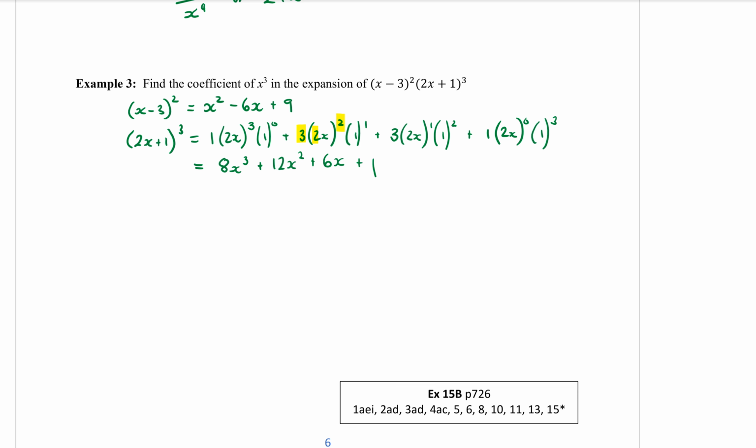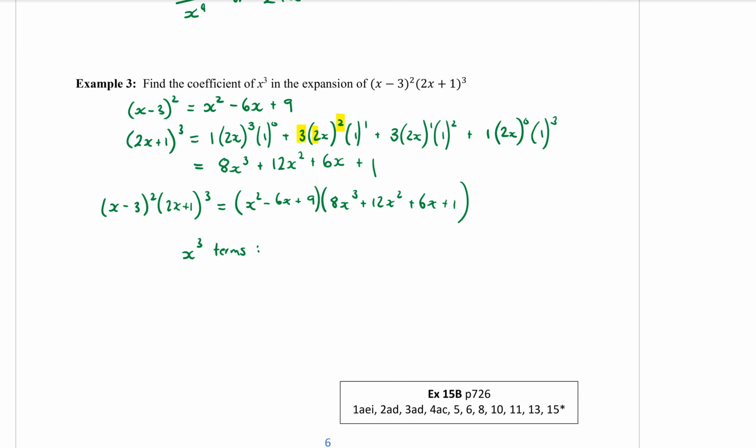So now that that's expanded, I am trying to find out if I multiply (x minus 3) squared by (2x plus 1) cubed, I can write those two expansions next to each other. So x squared minus 6x plus 9 times 8x cubed plus 12x squared plus 6x plus 1. Now I don't want to expand that whole thing out. I am only after the x cubed terms.